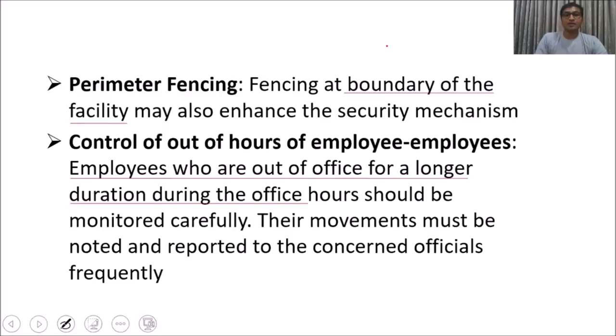Okay. Then you should always understand a very important thing. If any of your employees, every day, goes out of the company at a particular time and comes back at a particular time, for example, every day at 2 p.m. he leaves the company and at 4 p.m. he enters the company, then there is a very high chance that he is actually giving our information to our competitors. Such kinds of employees should be monitored. They are talking about this point, control of out-of-office employees: employees who are out of office for a longer duration during office hours should be monitored carefully.